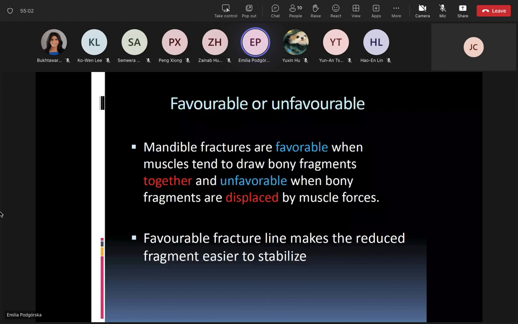Favorable fractures line up and the reduced fragment stays with the side.